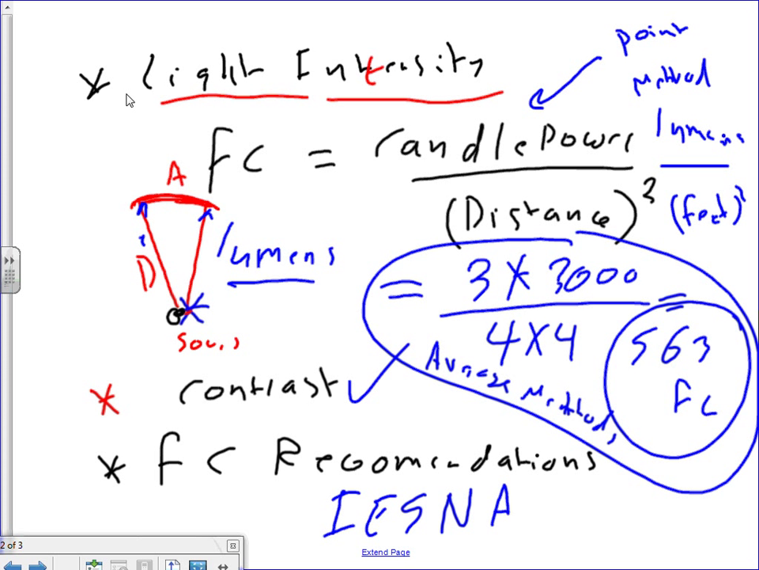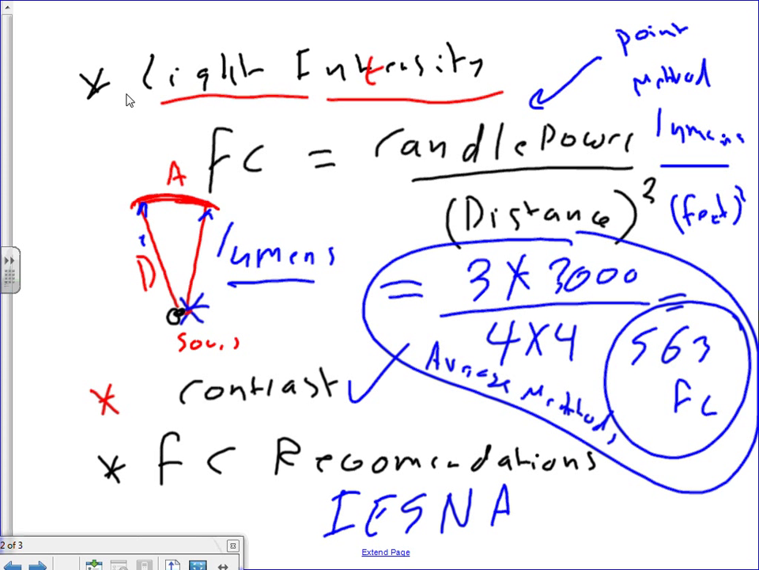For example, here are suggested mean horizontal foot candle values. Mean is the average. Remember the average that we did yesterday? For a parking lot in an industrial plant, they recommend a mean of 0.5 foot candle. Our project guys ask for 0.5 minimum, okay?